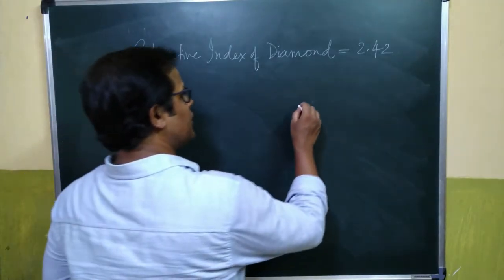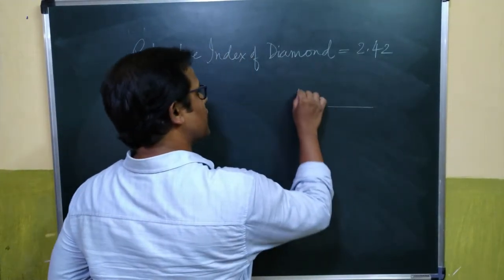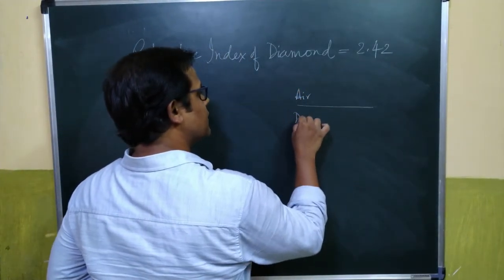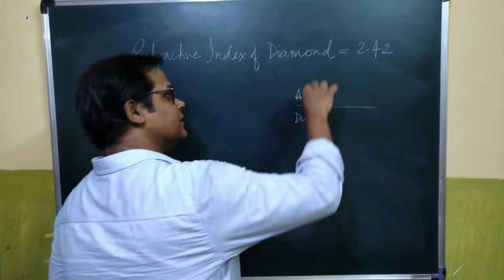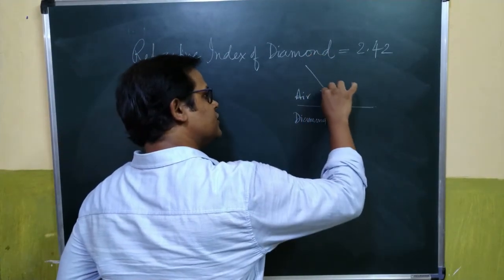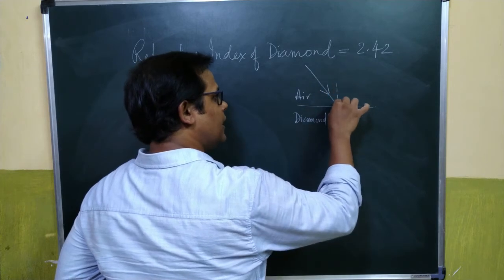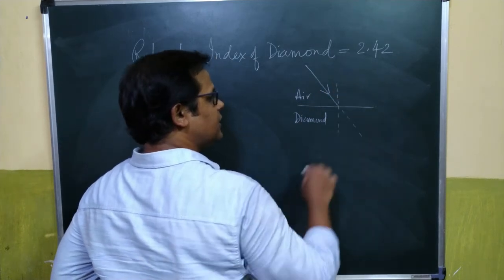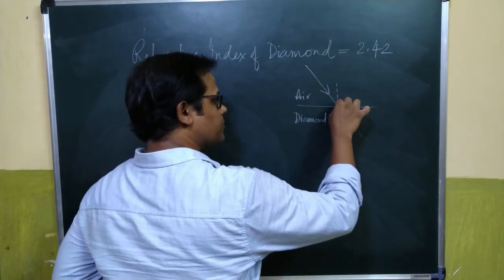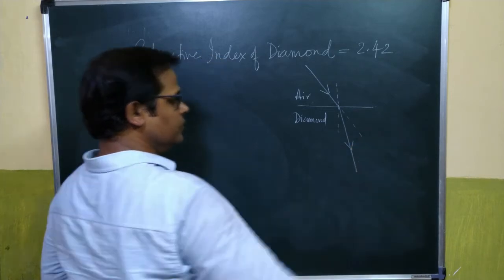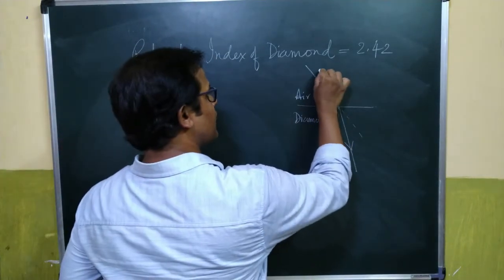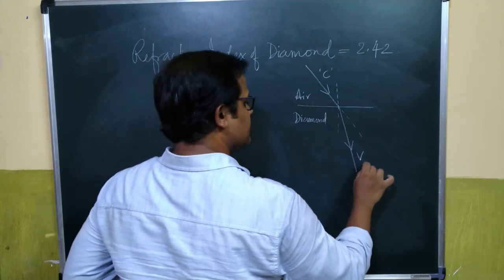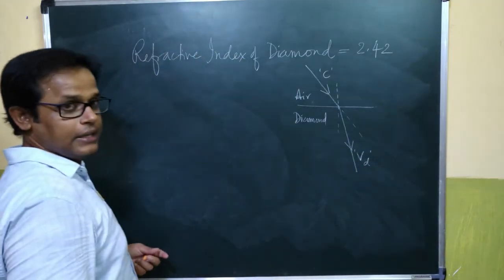So what it is trying to tell you is, let us picturize it. If air and diamond are considered as two different transparent media, and you just visualize light rays passing from air into diamond, then definitely diamond would be optically denser. So it bends and the speed of light decreases. The speed of light initially was c. Now let us say it is around Vd.